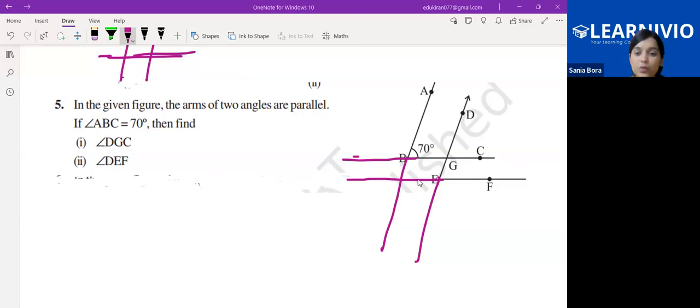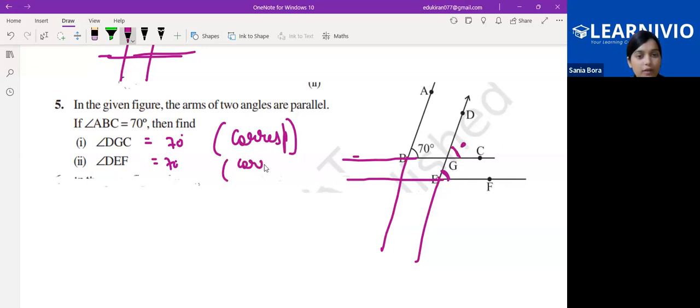Okay, so now students, let's just quickly discuss it. See, this angle was given, but you have to find DGC. So DGC would be equal to 70 degrees and the reason would be corresponding angles, because one is inside and one is outside. Now after this, you have to find DEF, this one. Again, this one will also be 70 degrees. The reason would be corresponding angles. One is outside and one is inside. Clear, everybody?